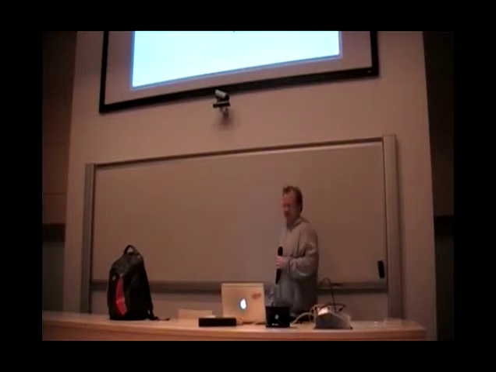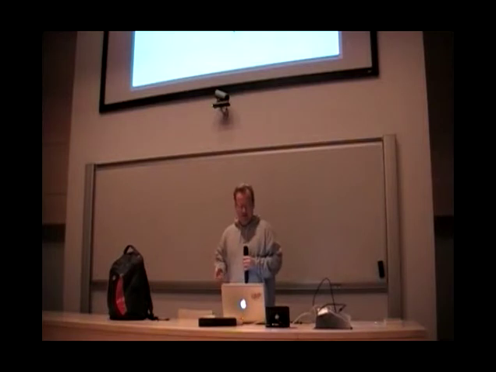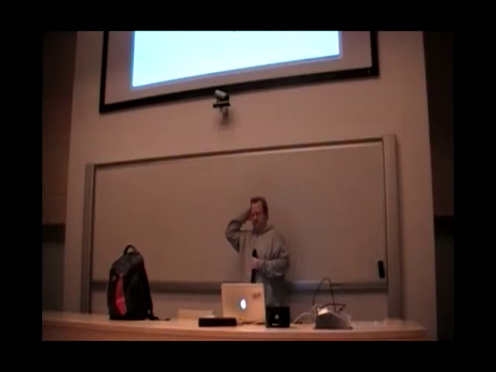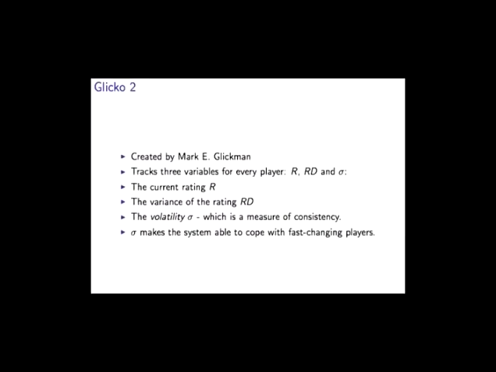So Glicko-2 is an alternative rating system made by a guy named Mark E. Glickman. And this system tries to cope with some of the problems of Elo, essentially. And what it does is that it tracks not one, but three values for each player. So it tracks R, which is the current rating of the player. It tracks a variance named RD. And it tracks a volatility measure.